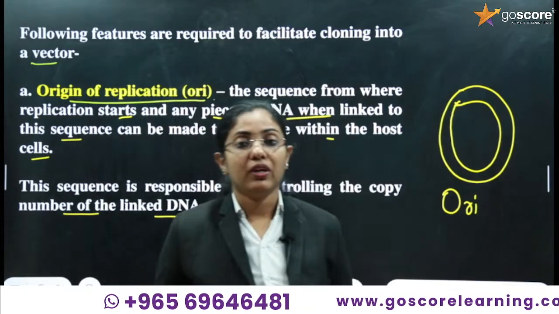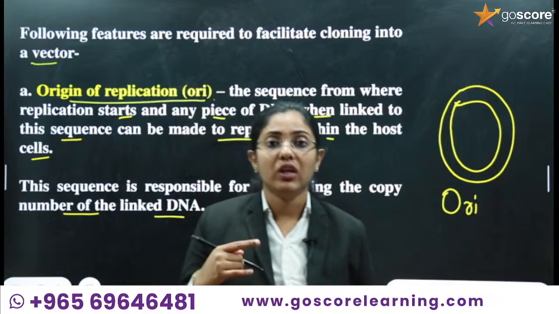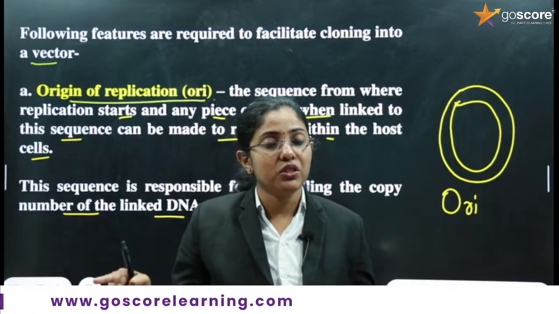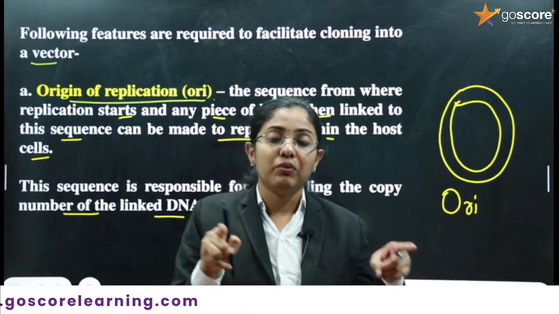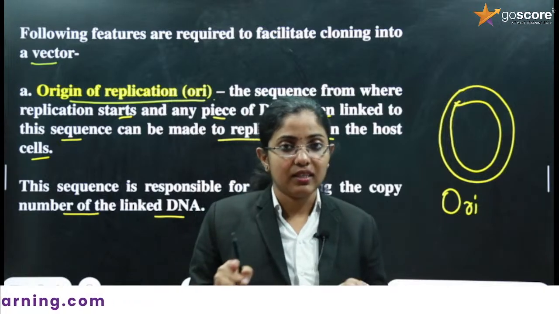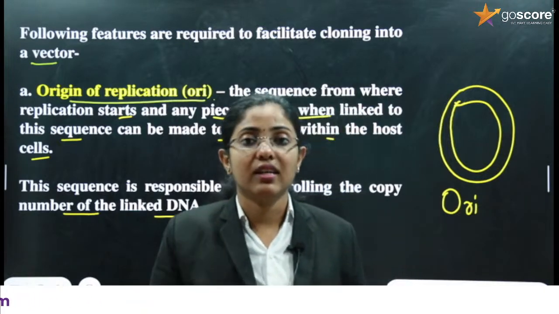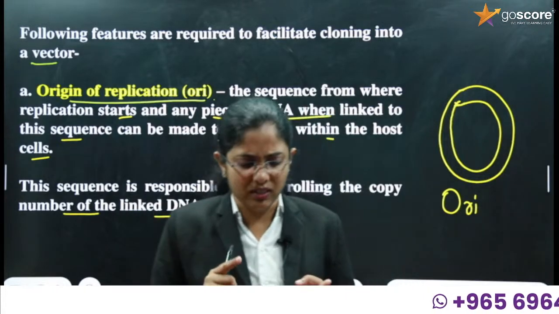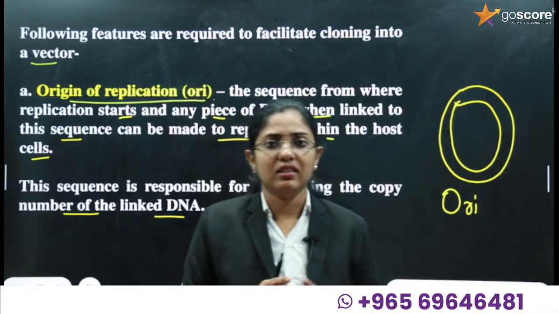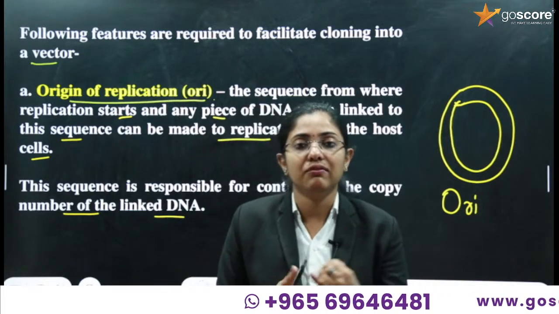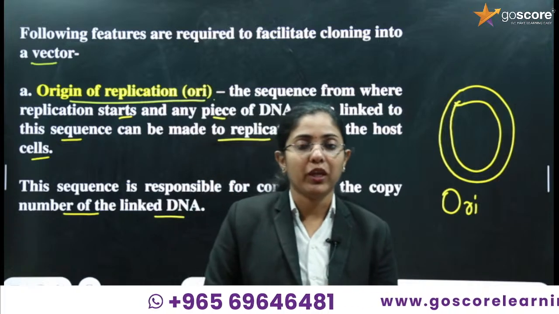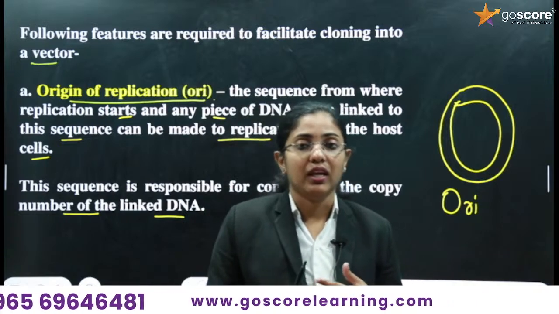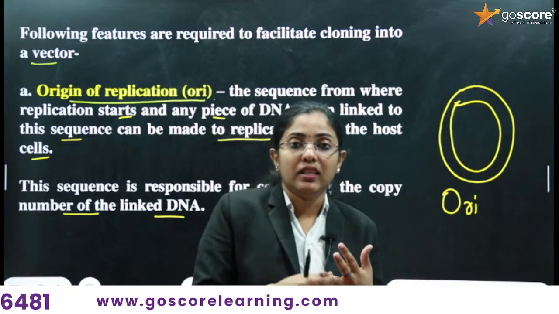So if the ori region is present, what happens? Replication takes place. Replication is the process which takes place just before cell division. See, we have learned in the cell cycle, right? In the last chapter, we have learned the different phases: G1 phase, S phase, G2 phase, and M phase. These are the different phases involved in the cell cycle. So in the case of S phase, what happens there? The replication takes place, and in M phase, the cell division takes place.